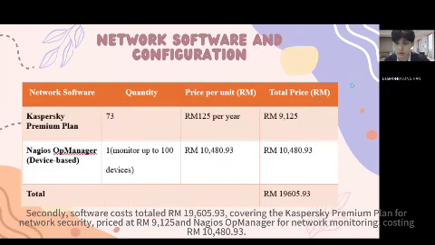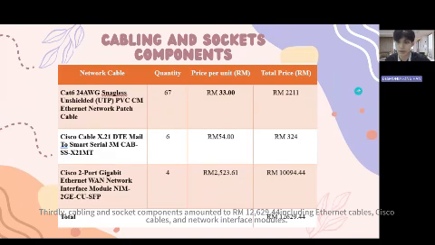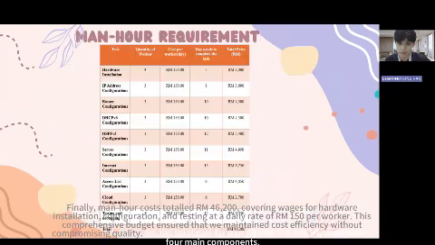Secondly, software cost totals 19,605 ringgit and 93 cents, covering the Kaspersky Premium Plan for network security, priced at 9,125 ringgit, and Nagios OpManager for network monitoring costing 10,480 ringgit and 93 cents. Thirdly, coupling and socket components amounted to 12,629 ringgit and 44 cents, including Ethernet cables, Cisco cables, and network interface modules. Finally, man-hour cost totals 46,200 ringgit, covering wages for hardware installation, configuration, and testing at a daily rate of 150 ringgit per worker. This comprehensive budget ensures that we maintain cost efficiency without compromising quality.